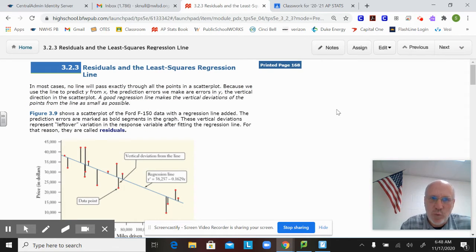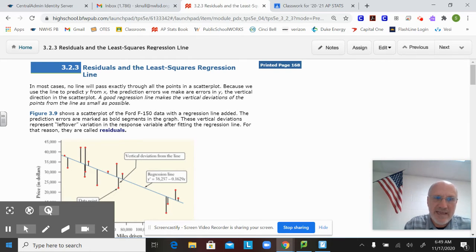Residuals and the least squares regression line. All right, so this paragraph I like, so I'm going to read it. It says, in most cases, no line will pass exactly through all the points on a scatter plot. Because we use the line to predict y from x, the prediction errors we make are errors in y, the vertical direction from the scatter plot. A good regression line makes the vertical deviations as small as possible.